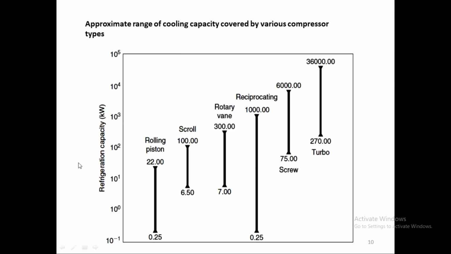So this is the range of the capacity, the approximate range of cooling capacity covered by various compressor types. If you know what refrigeration capacity you require, then accordingly you can select your compressor, whether it will be a rolling piston type, a scroll type, a rotary vane type, a reciprocating type, a turbo type, or a screw type. So based on your required refrigeration capacity, you can select the compressor by this diagram.